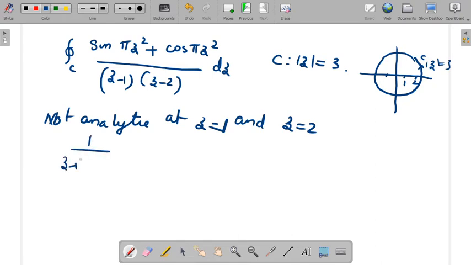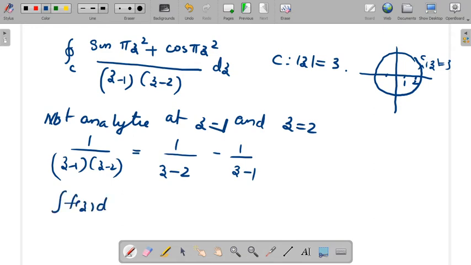So 1 by (z − 1)(z − 2), and these are consecutive integers, so you can easily write the partial fraction. You write the bigger term first, 1 by z − 2. Z is not in the numerator, so minus 1 by z − 1. Just separate and see what the numerator is. While subtracting, the numerator happens to be 1. So to get this integral of f(z) dz, you just multiply with the numerator.